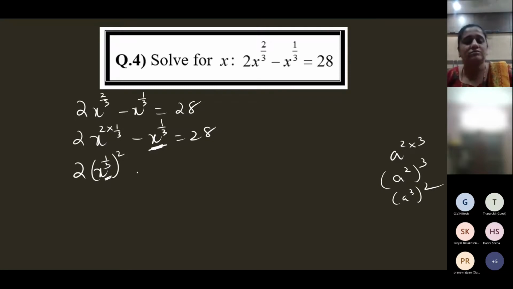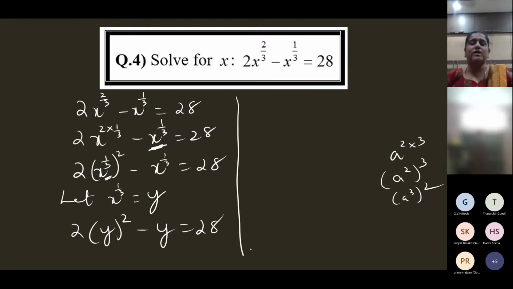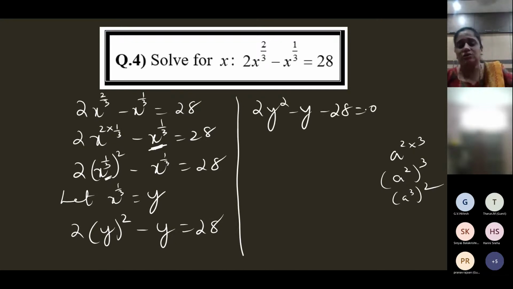So minus x to the power 1 by 3 is equal to 28. Now, let x to the power 1 by 3 be equal to y. So 2 into y square minus y is equal to 28. So we have converted this to a quadratic equation in y: 2y square minus y minus 28 is equal to 0.